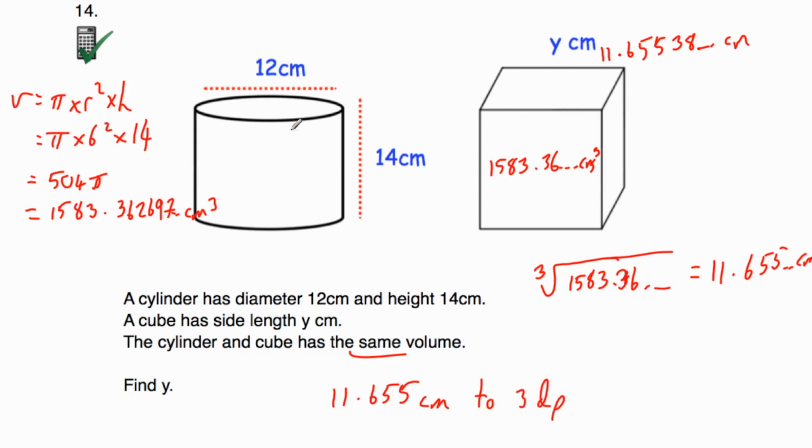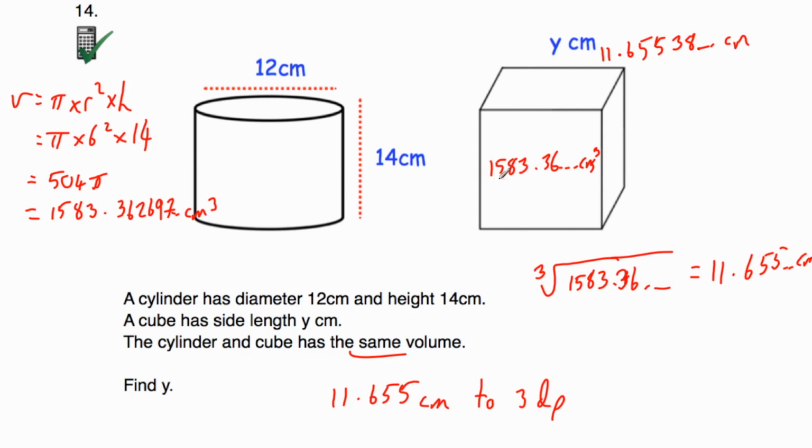Just to recap, we find the volume of the cylinder by using pi r squared times the height, and that gave us the volume. Once we knew the volume of the cylinder, that's the same as the volume of the cube. And with the cube, we know that the length times the width times the height will be equal to the volume. So if we do the cube root, we can find out that side length.